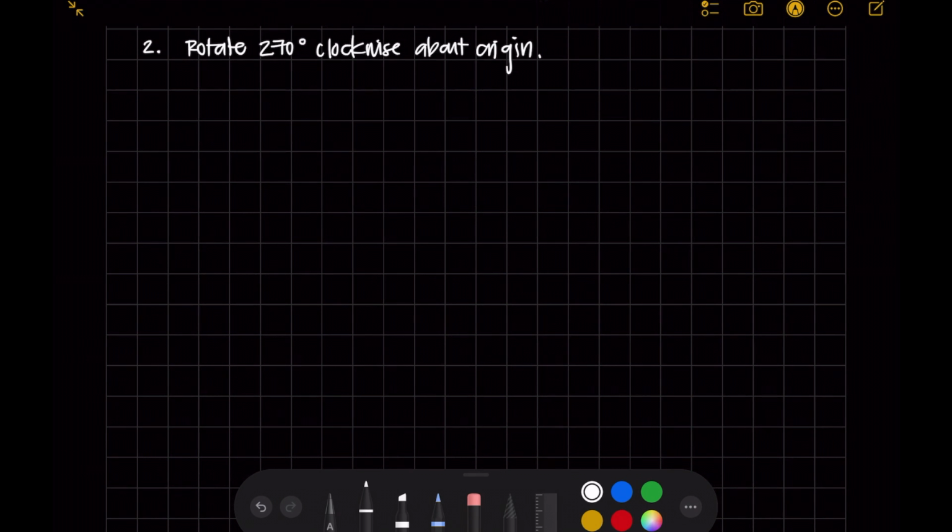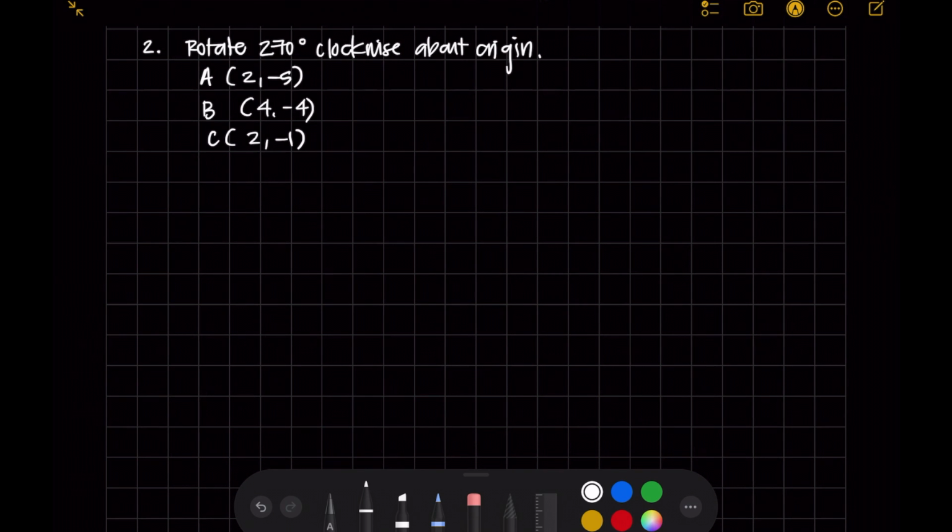Let's go ahead and do another problem. In this problem, we'll be rotating a figure 270 degrees clockwise about the origin. Again, we have another triangle located at A, which is at (2, -5), B (4, -4), and C (2, -1).